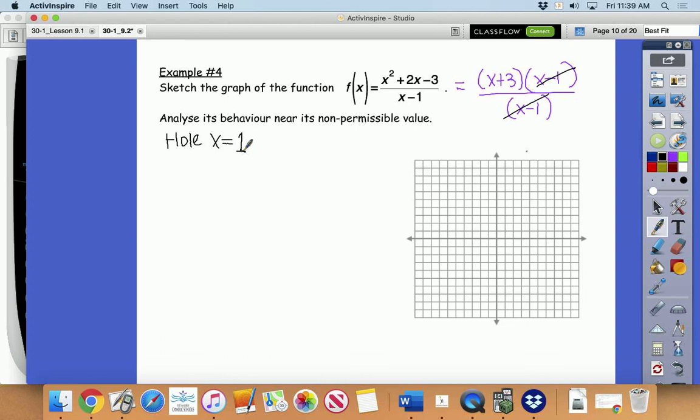A hole at x equals 1. So let's find the y coordinate. We can substitute for f of x. It says f of x equals x plus 3, which means that 1 plus 3 equals 4. So we have a point of discontinuity at 1, 4. Let's look at x and y intercepts. So x intercepts, we have.